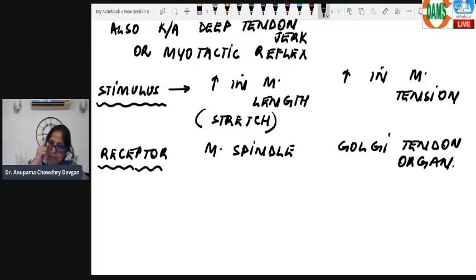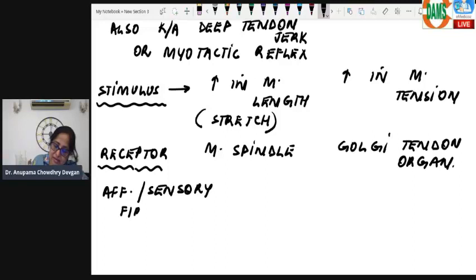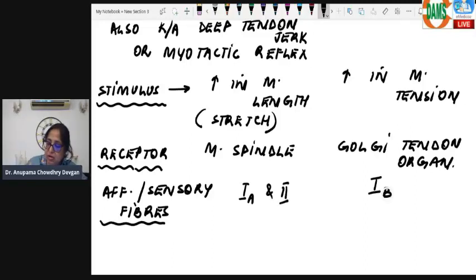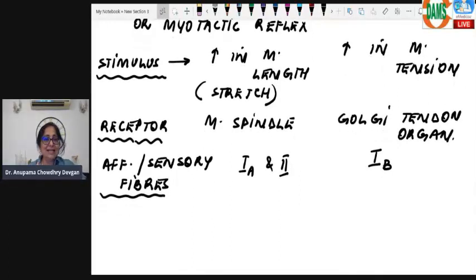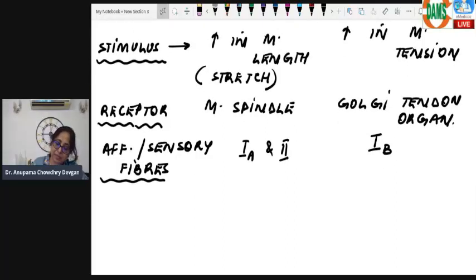The afferent or the sensory fibers from the muscle spindle, we have already discussed. This is 1A and 2. From the Golgi tendon organ is 1B. Afferent or the sensory fibers from the muscle spindle are 1A and 2. From the Golgi tendon organ is 1B.